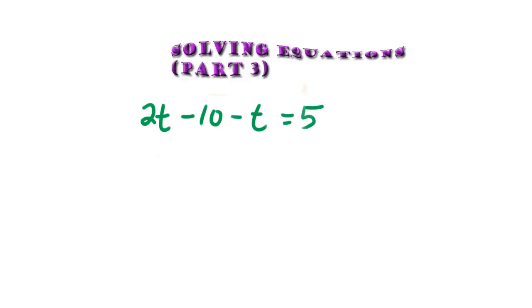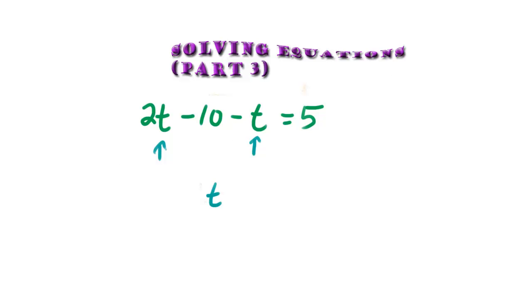Right? So notice we have a t here and a t over here. So we want to combine those two first, right? So 2t minus t gives you just 1t, or just t. So we can actually erase this one. We don't need that. So it's gone.